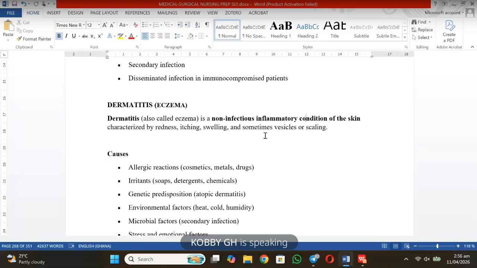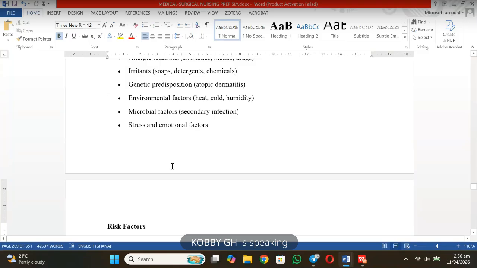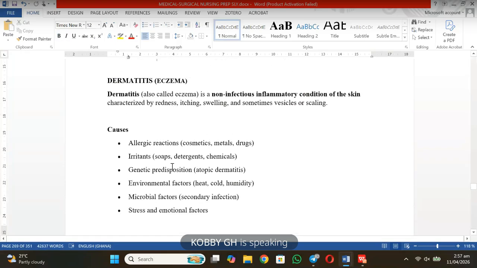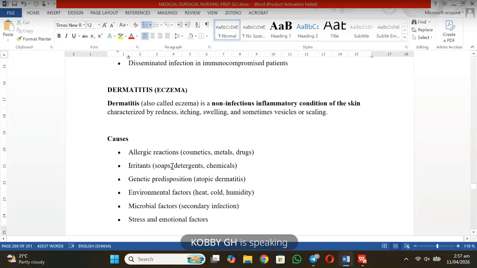It's non-infectious. Now, this condition is usually a result of allergic reactions. So your skin has been exposed to allergens, or your skin has been exposed to irritants. Is that okay? Or at times, it may be a result of genetic predisposition. So someone is genetically predisposed, because we have some people that, because of their bloodline, have this condition. They have eczema. Is that okay? Great. So remember, this condition is a non-infectious inflammatory condition of the skin.